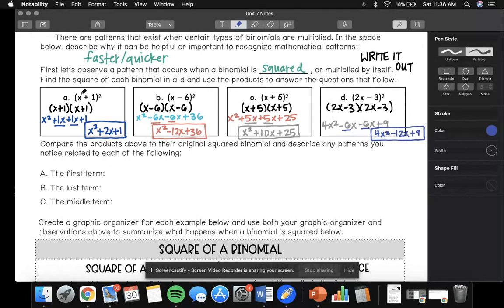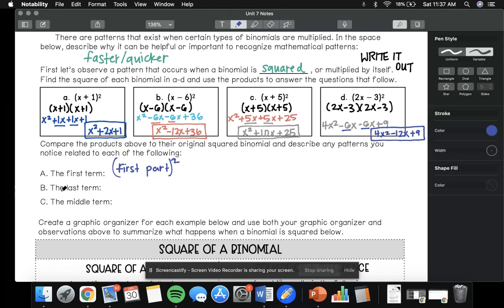So I notice that this first term is always the square of the first thing, because the very first thing we do is x times x, x times x, x times x, and then 2x times 2x, which would be the 4x squared. So it looks like the first term is the first part of the binomial squared.